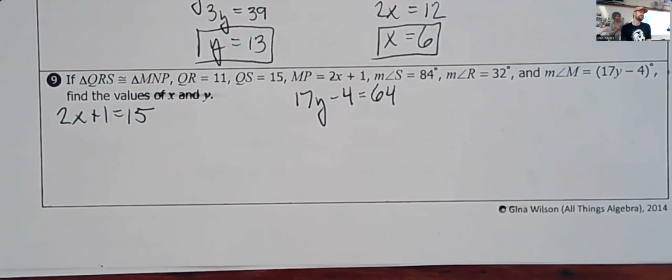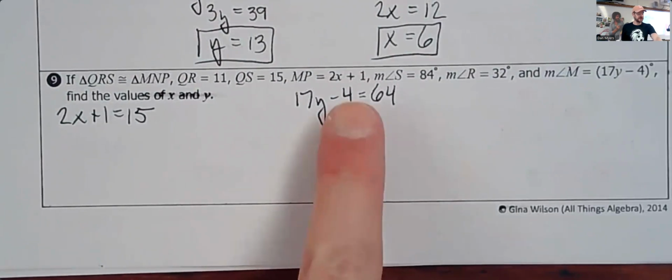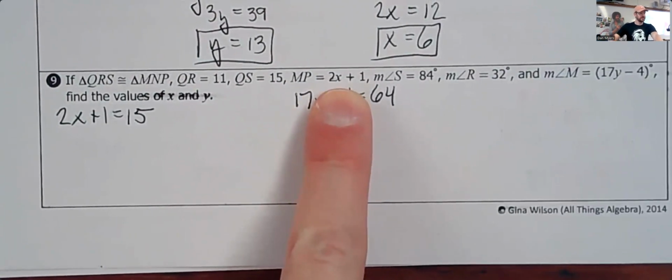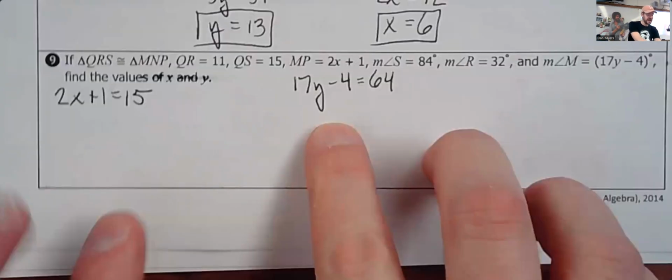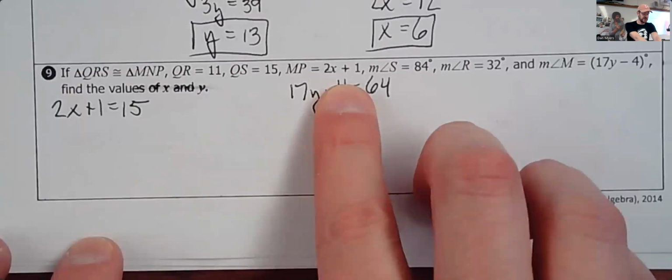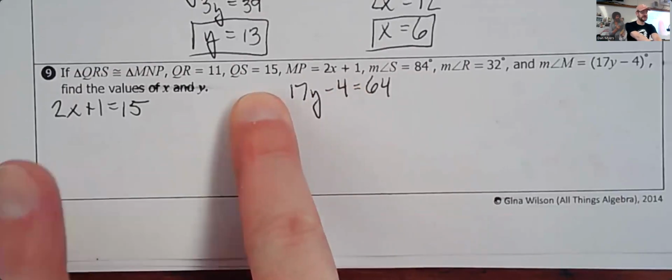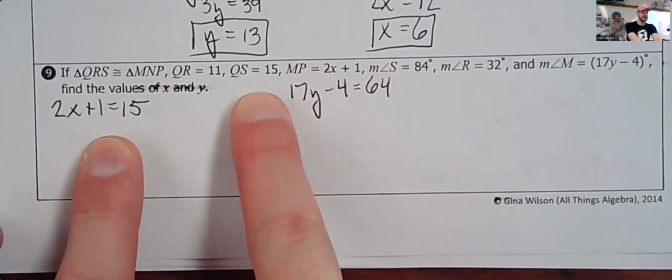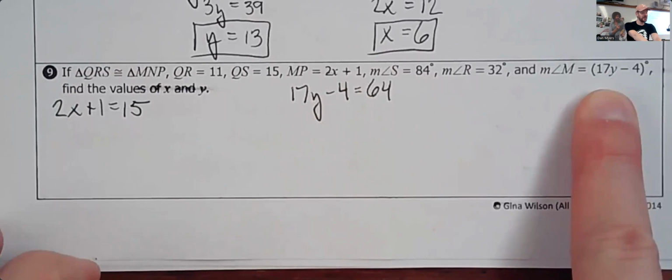we don't need to use all of them. Some of the stuff there isn't needed. So here's my suggestion: look at the ones that have the X and the Y. So right here, if you look at where X is, it's with MP, right? So that means that MP matches up with QS. So match MP equal to QS. That's this one here. Over here, the one with Y is measure of angle M.